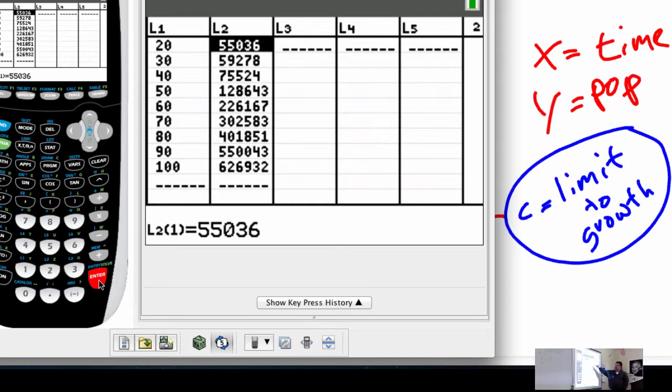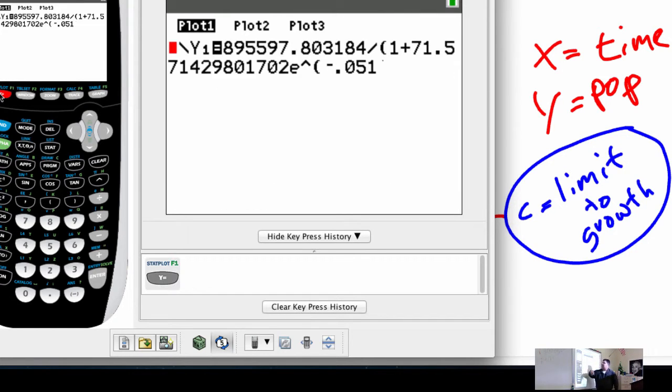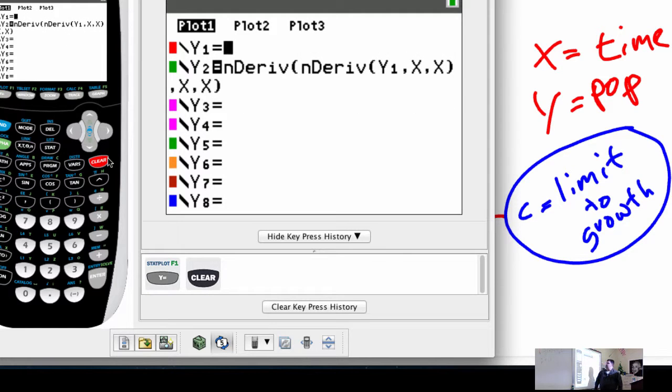All right, so here's what we got. Now that we've got this stuff entered in, we need to do the regression. So follow along with me, okay? Down here, it'll show what buttons I hit and what number they're in. All right, so I'm going to go real slow. We want to graph this. So I'm going to come in here, and I'm going to clear out that first equation, because that's where I'm going to save it.